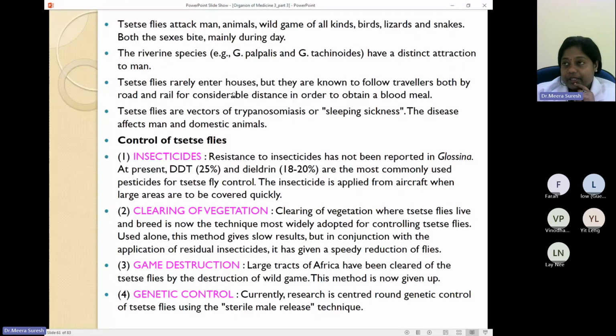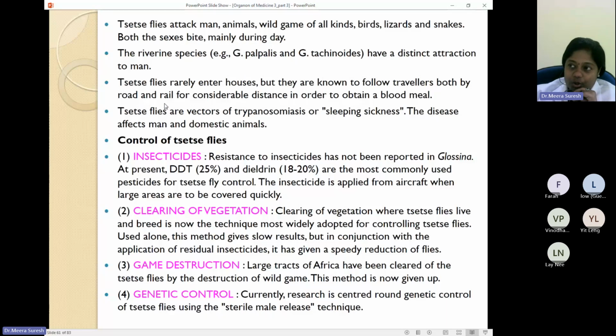CC flies very rarely enter houses, but they can follow the travelers both by road and rail for considerable distance in order to obtain a blood meal. So that is the importance. They are not entering into certain houses and causing the disease, but they are actually following the travelers via road or rail.